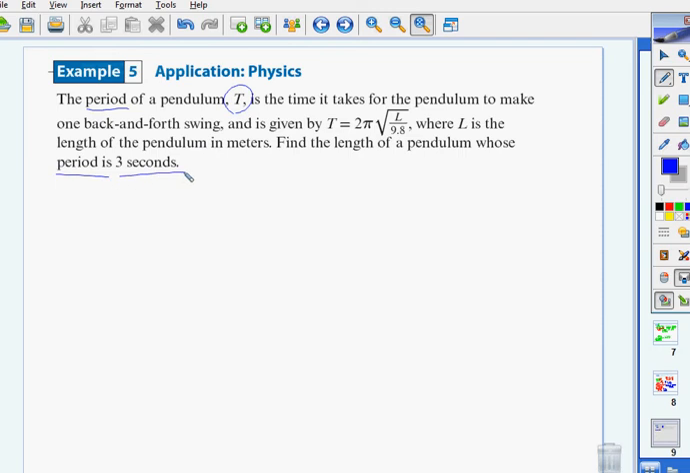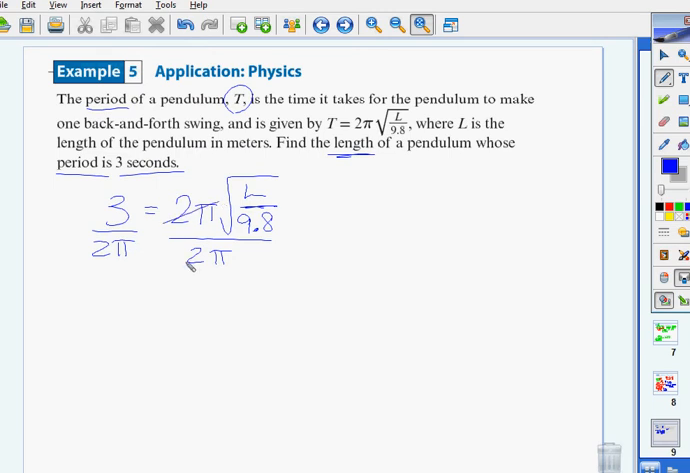So we want to find the length. So this is the piece that we're missing, the capital L. So let's just plug in everything we know. We know 3 is equal to 2 pi square root of L over 9.8. All right, so we divide both sides by 2 pi. Divide both sides by 2 pi. You understand why we're doing that, right? Getting the radical isolated. Okay? Now, well, this cancels, this cancels.